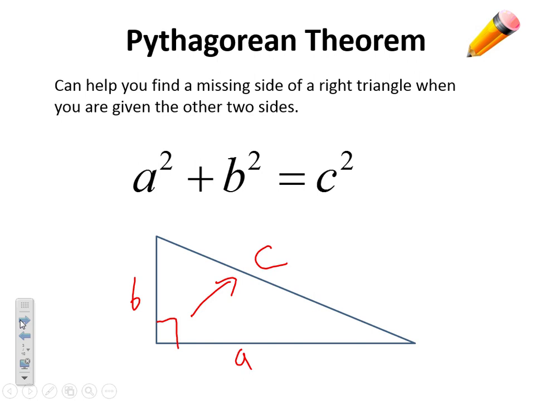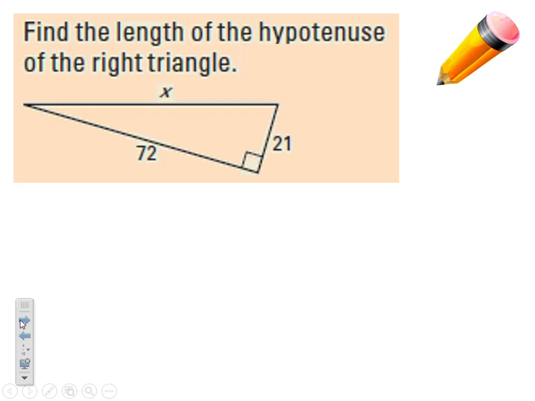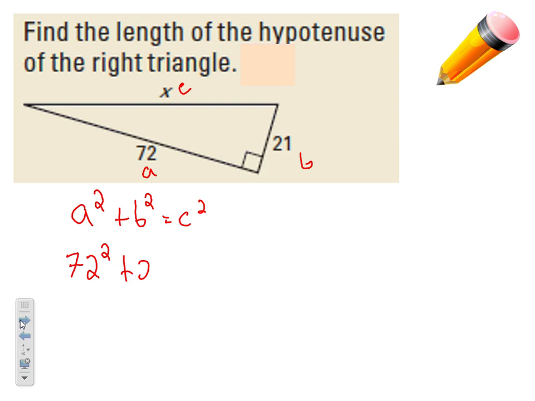the side across from the right angle. All right, now we're going to get into a couple of examples using the Pythagorean theorem. We need to find the length of the hypotenuse of the right triangle. So make sure you have this example written down, please, the problem and the solution. We're going to use a squared plus b squared equals c squared. I'm going to call this a, this b, and this has to be c because it's my hypotenuse. So I have 72 squared plus 21 squared equals x squared.